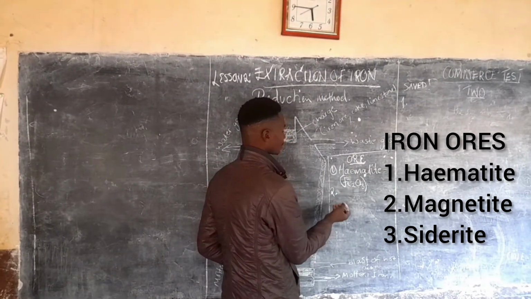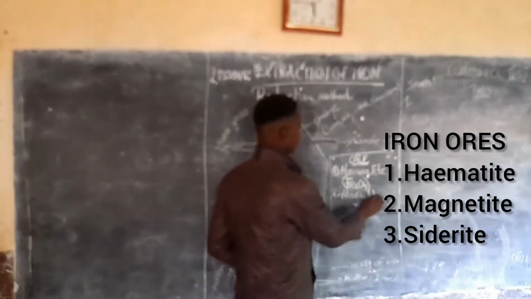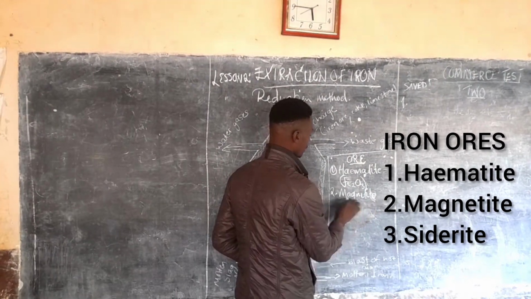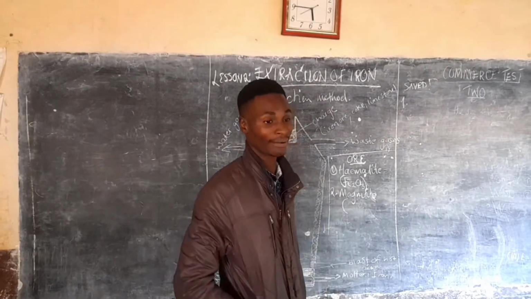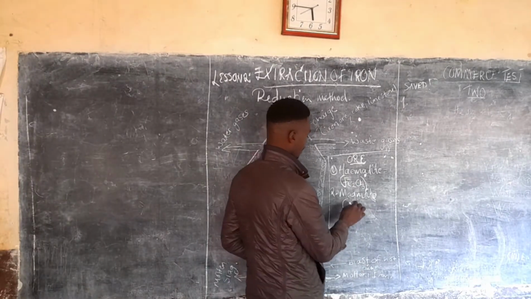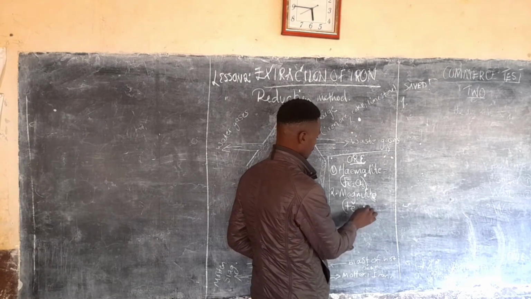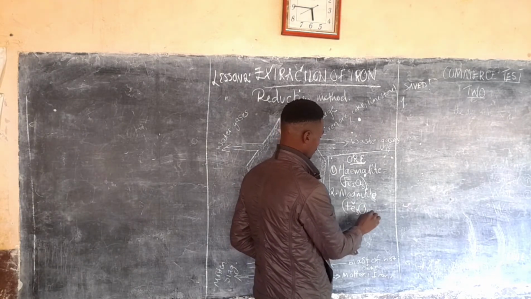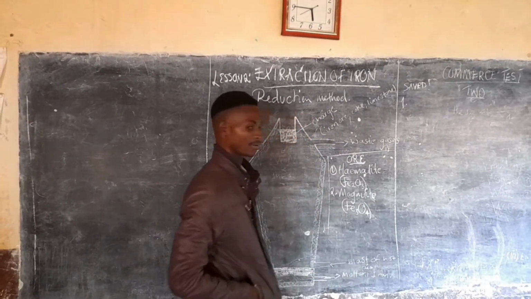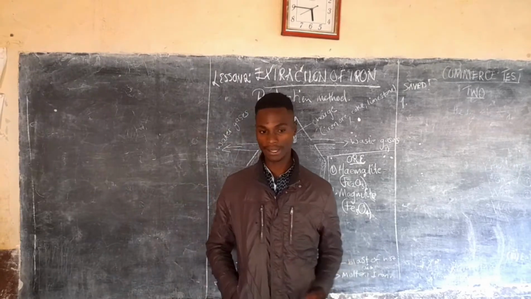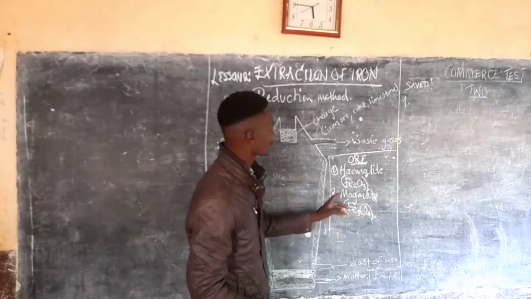And then you also have magnetite. Magnetite is tri-iron tetra oxide, Fe3O4. This is the chemical formula. Then you also have siderite. Now in this lesson we're going to use hematite.